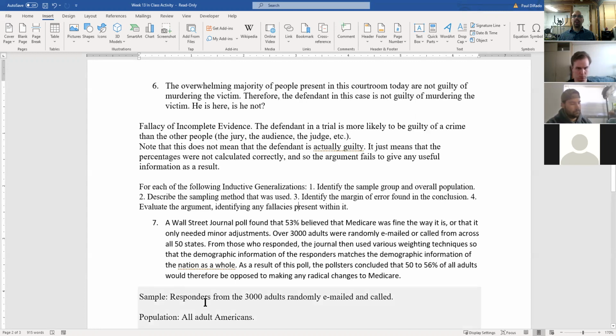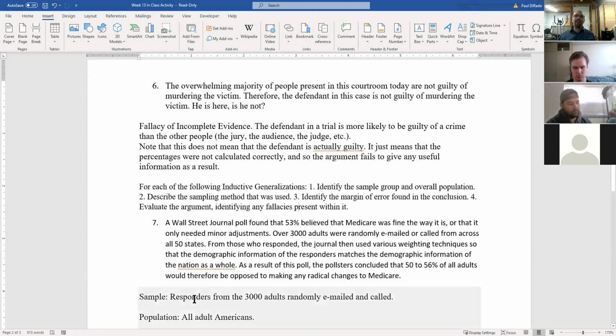So in this case, our sample group is not just all 3,000 of these adults, because all 3,000 of them didn't respond. At least presumably, we don't know, but it's very unlikely all 3,000 of them responded. So it's the responders from the 3,000 adults that were randomly emailed and called. Those are the people that we got results from.